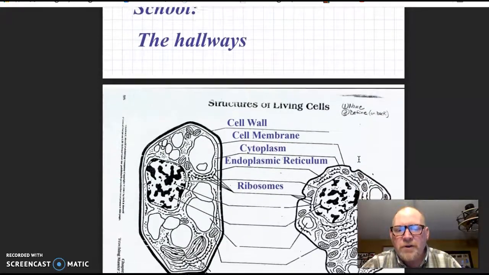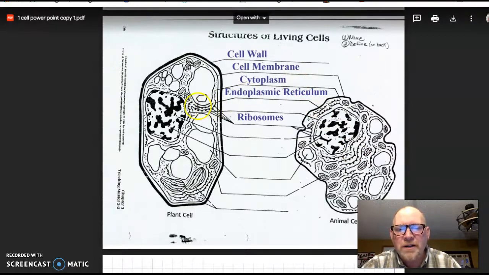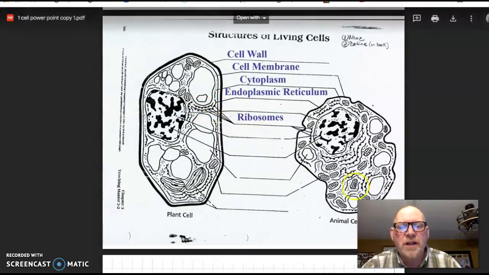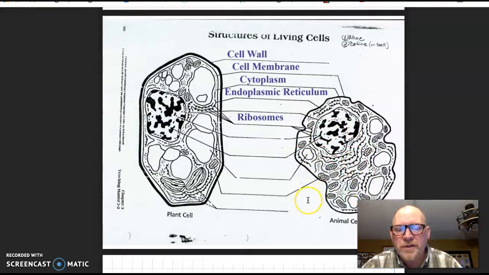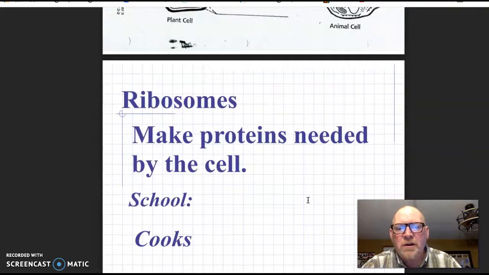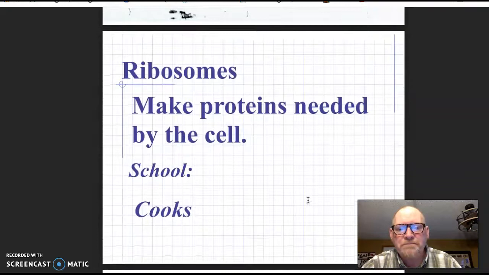Our next organelle is the ribosome. Ribosomes are these little black dots on the endoplasmic reticulum. A lot of times they're found in other places within the cell too, but their job is to make proteins. Proteins are really important for cells, and if we compare that to the school, that would be our cooks. So the ribosomes would be the cooks.